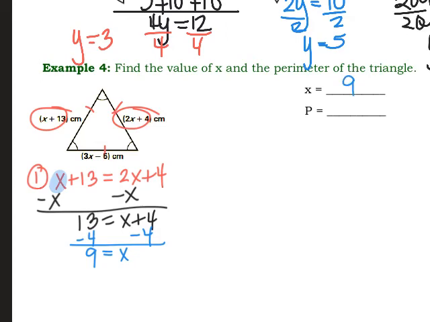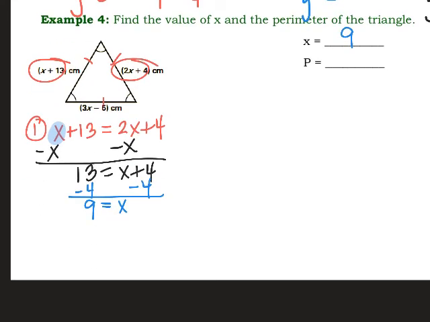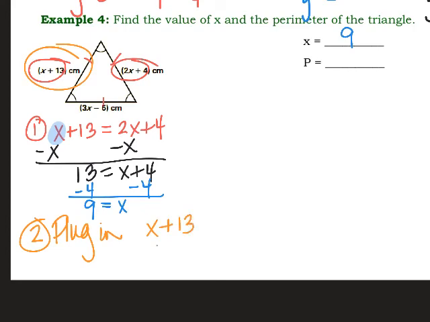All right, now they want to know the perimeter. Well, in order to know the perimeter, we have to know the sides. So what should we do next? We need to plug it in. Good. So we're going to plug in, and you can plug it into any one. I'm going to pick this one, the x plus 13. And I know 9 plus 13 is going to give us 22. Now, this is just one side.